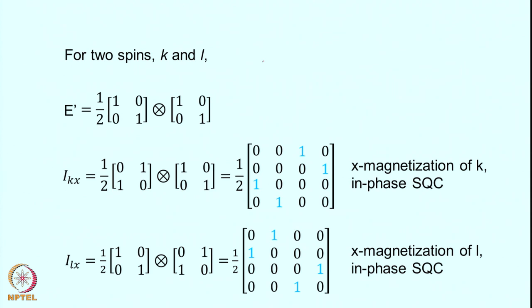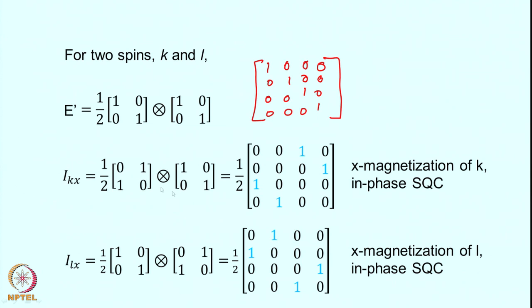We can write that explicitly: this will be 1 1 1 1 and all others will be 0. Right? 1 0 0 1, this will be 0, this will be 0, 1 0 0 1, and that is the direct product. If you take Kx, now in a 2 spin system, I am trying to represent the X magnetization of the K spin alone. So my operator for K spin is 0 1 1 0, X magnetization. Then I take a direct product with a unit matrix here. That is how I get a 4 by 4 matrix.